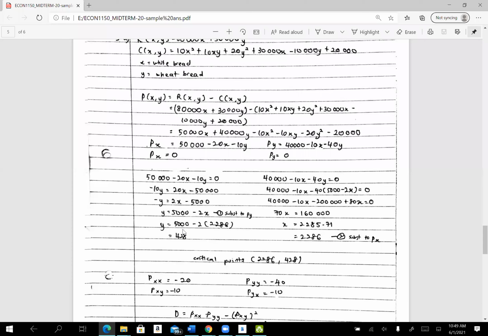Okay. Now, if you got wrong your p prime, px and py, now I want you to write down the px, write down the py, set that to 0. So critical point is this point.